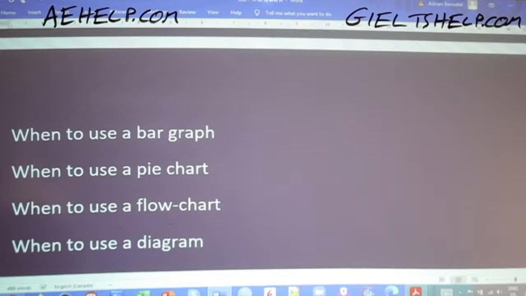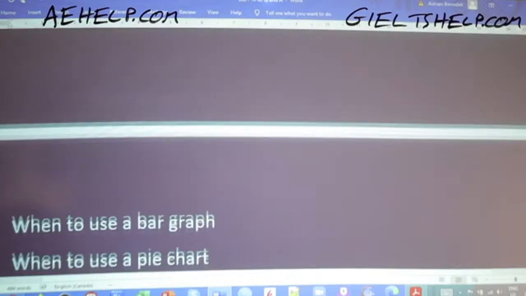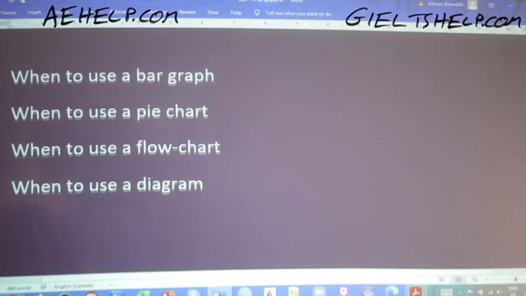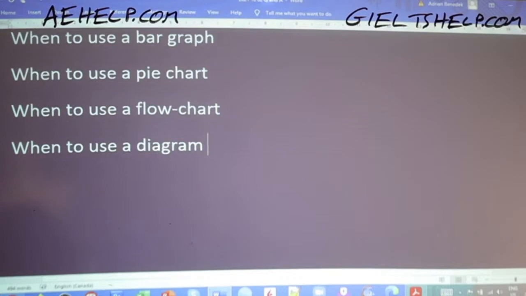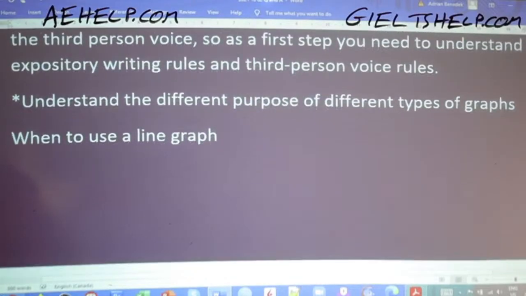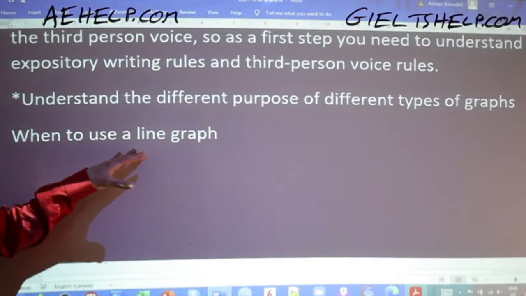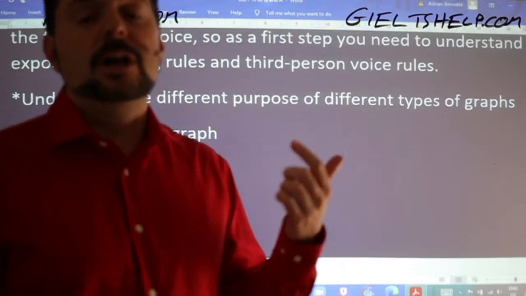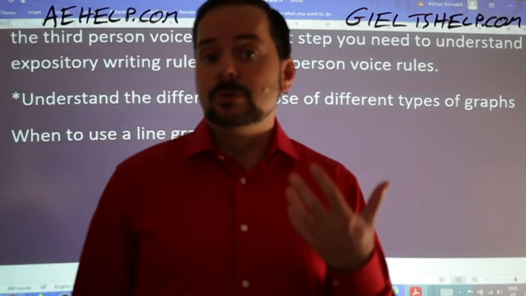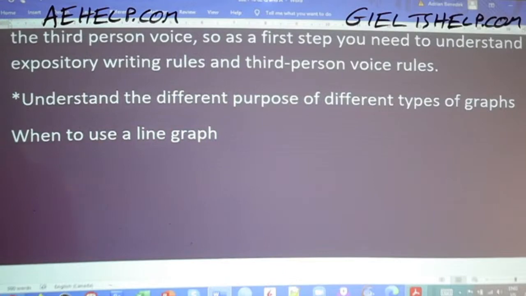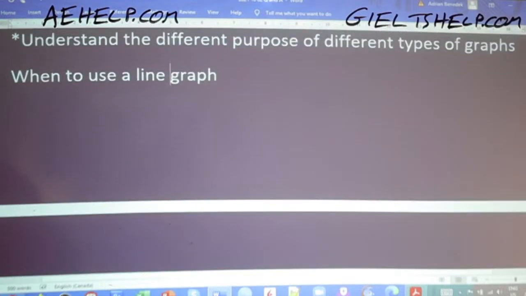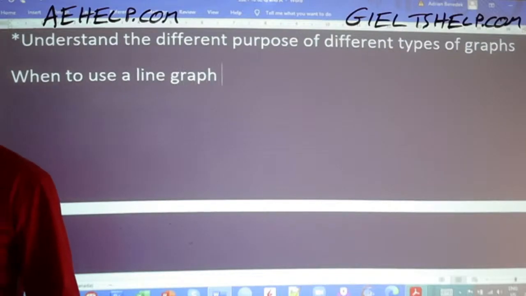How many do we have so far? We have 1, 2, 3, 4, 5. We've got line, we've got bar, we've got pie, we've got flow, we've got diagram, we've got a process diagram, let's say, and you also have when to use a map, let's say. Right? So you do have to understand the different points about this, especially line graph, pie chart, bar chart. You really have to have clarity on that, okay? So I'll give you, without going into a lot of detail because we could talk lots about this. By the way, you can find all this information in our academic IELTS course.